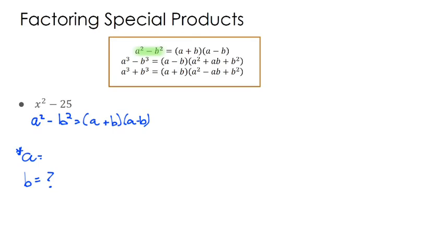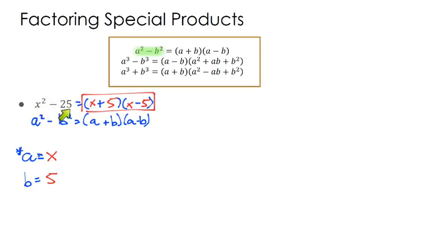For this one, the a value is just the first term. Our a value is just x for this particular problem. The b value is some number squared, and that value squared is 25. So you're asking yourself, what value times itself gives you 25? Hopefully you're saying that's a 5. So our factored form is going to take the same structure, but instead of a, we've got x, and instead of b, we have 5. So it's x plus 5 times x minus 5.